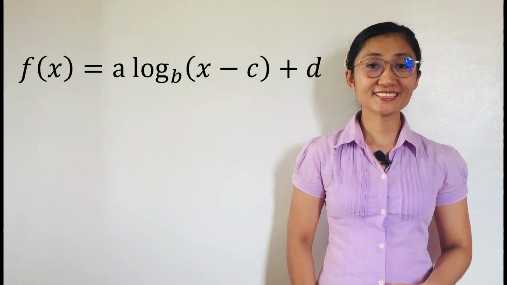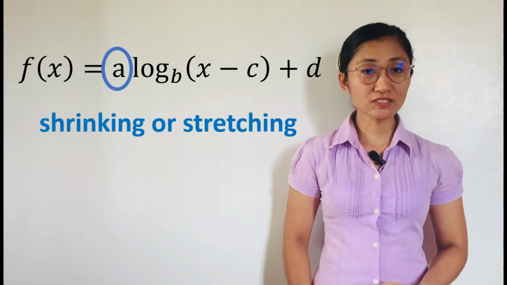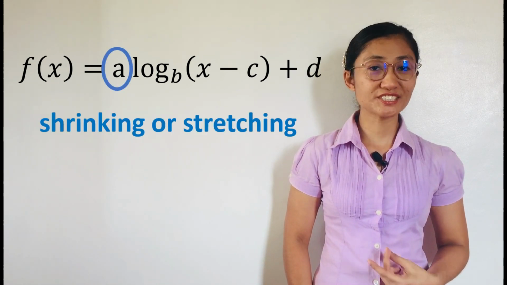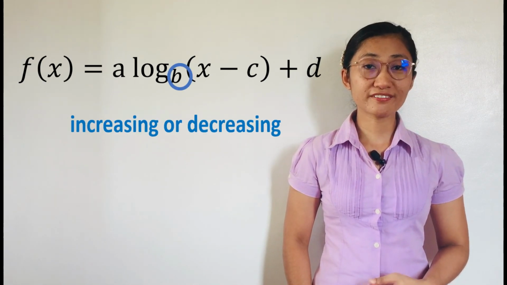Again, given f of x equals a times logarithm of x minus c to the base b plus d, a is responsible for the shrinking or stretching of the graph. b determines whether the graph is increasing or decreasing. c tells about the movement of the graph to the left or to the right. And d says the shift of the graph upward or downward.